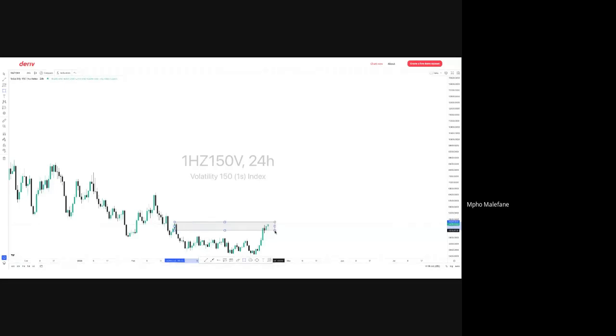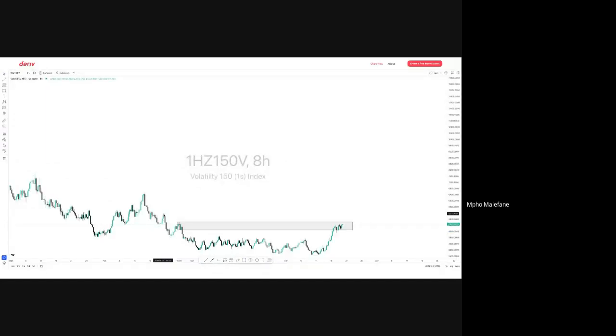So we do this at our first order block. We'll switch to the 8 hours time frame. So another one. The blue as well. Then we switch to 1 hour.